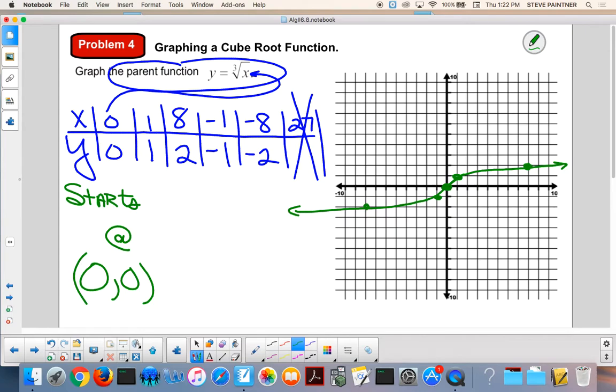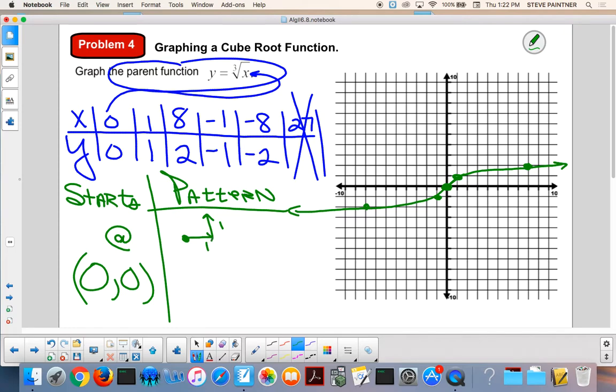Okay? So there's what you should write, and then you should say, what's the pattern? What is the pattern to a cube root function? Well, starting at 0, 0, the first point is where? Right 1, up 1. That's all you have to say. Start at 0, 0, go right 1, up 1. Just make a little picture.